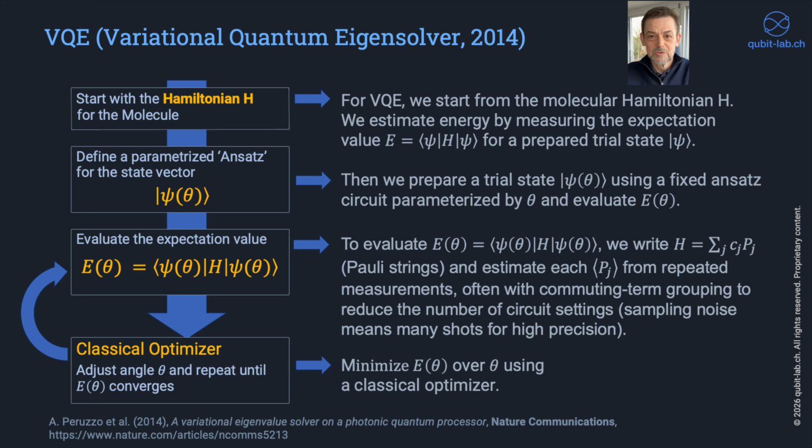On the quantum device, we estimate the energy E of theta equals bra psi of theta, H, ket psi of theta. Because H is a sum of Pauli terms, we measure those Pauli strings many times, often grouping commuting terms, and combine the results using the coefficients of H. A classical optimizer then proposes a new theta. We prepare psi of theta again, remeasure the energy, and repeat until the energy converges. The final theta gives our best estimate of the ground state energy and the corresponding approximate ground state wave function.